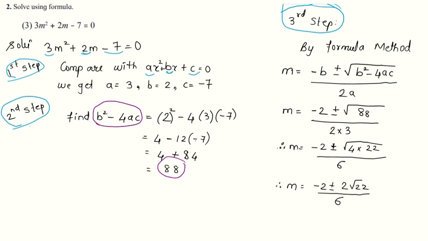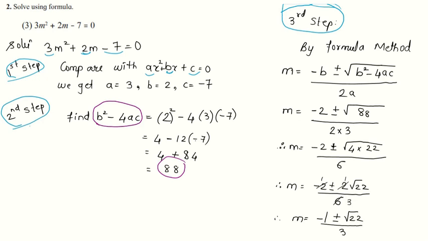Okay, and this can be further solved as 2 ones are 2, 2 threes are 6, and 2 ones are 2. Okay, so what we will get, m is equal to minus 1 plus or minus square root of 22 upon 3, and this cannot be solved further.